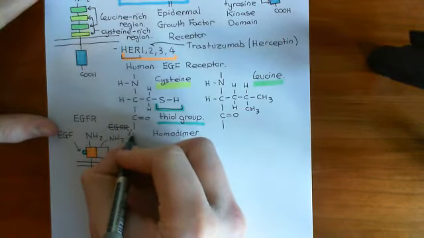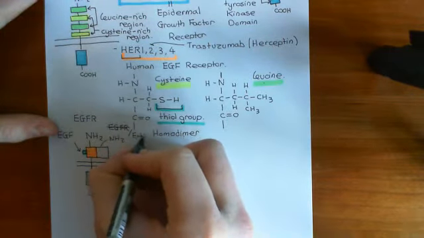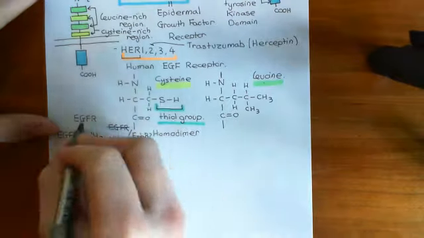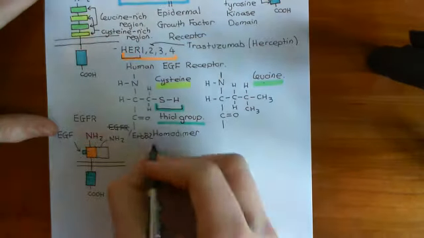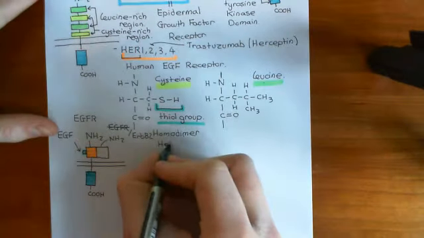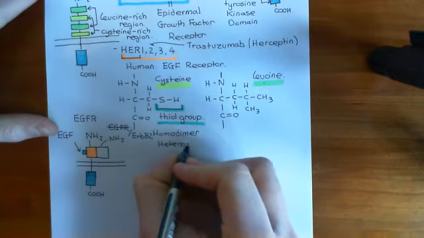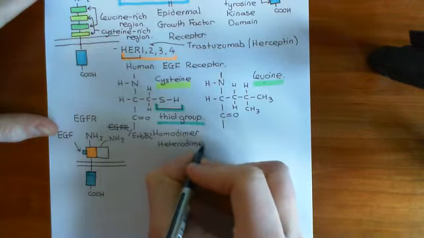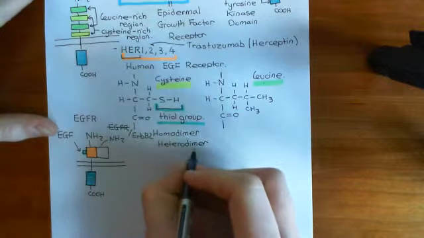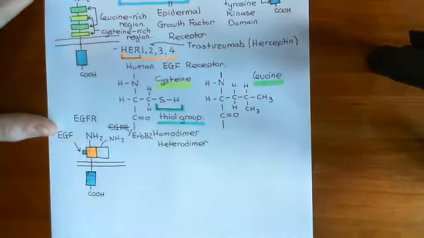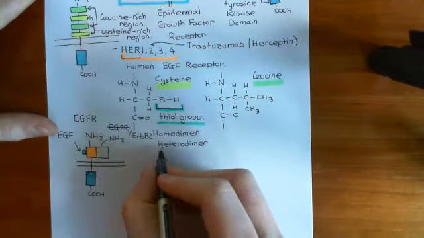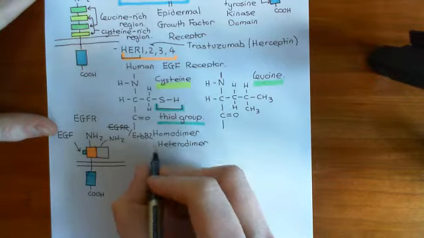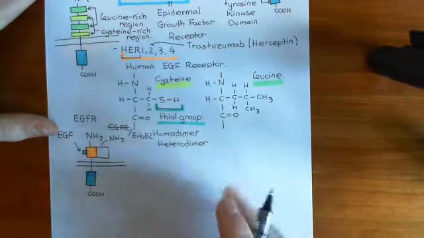If on the other hand we hadn't used an identical receptor tyrosine kinase, let's say in this slot we instead used ErbB2 or HER2, to dimerize with EGFR, that would be a heterodimer. Hetero means different, dimer again means 2-membered structure, so this overall means a 2-membered structure where the 2 members are different.